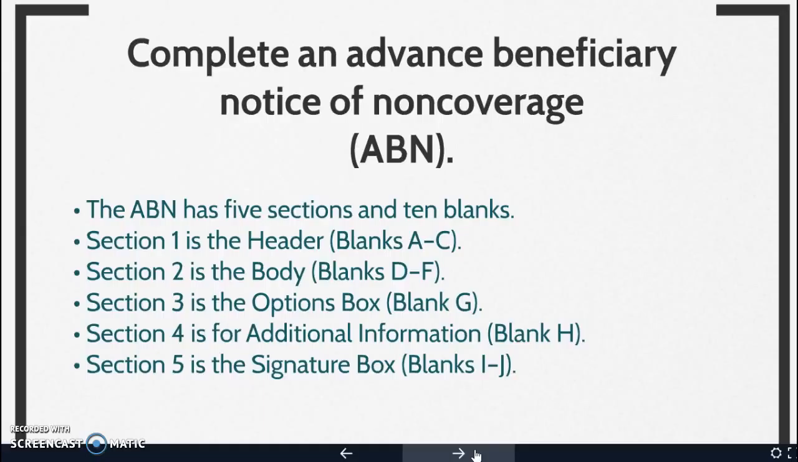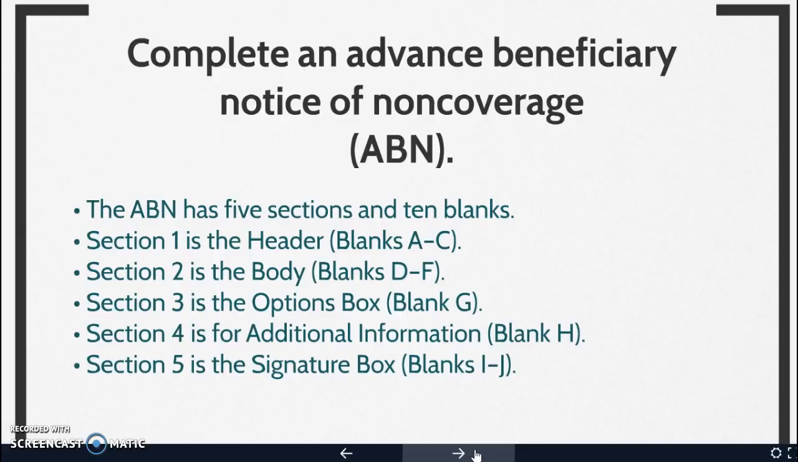Commonly used reasons for non-coverage are: Medicare does not pay for this test for your condition. Medicare does not pay for this test as often as it's ordered, so it's denied as too frequent. And Medicare does not pay for experimental or research use tests.